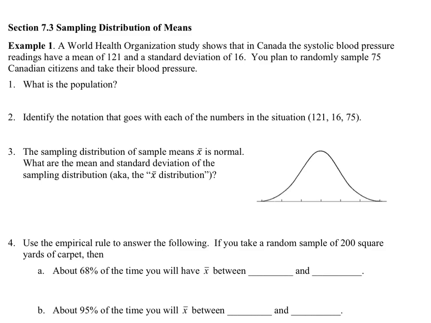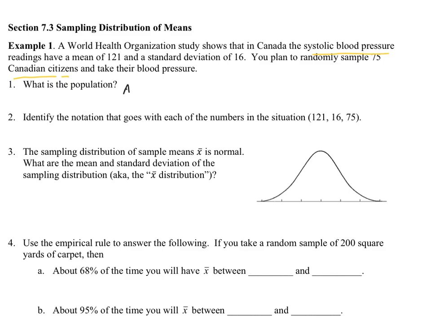In this problem, we're talking about sampling from the population of all Canadian citizens. The measurement that we're using is the measurement of their systolic blood pressure. So we're thinking about the average blood pressure reading among all Canadians. So that's the setting, and we're going to study this by randomly sampling 75 from the population.